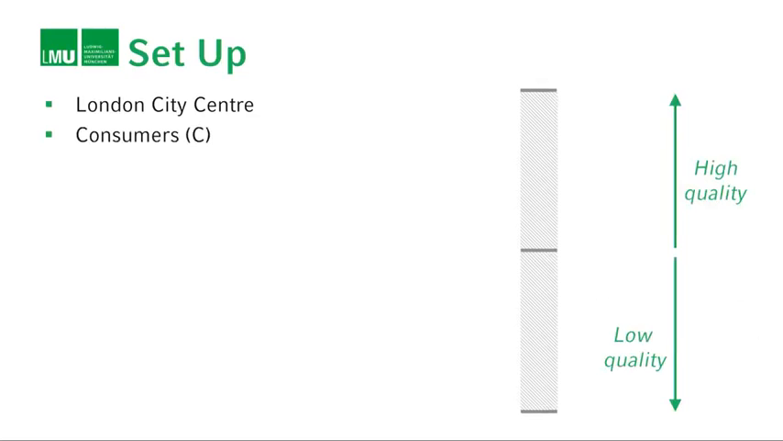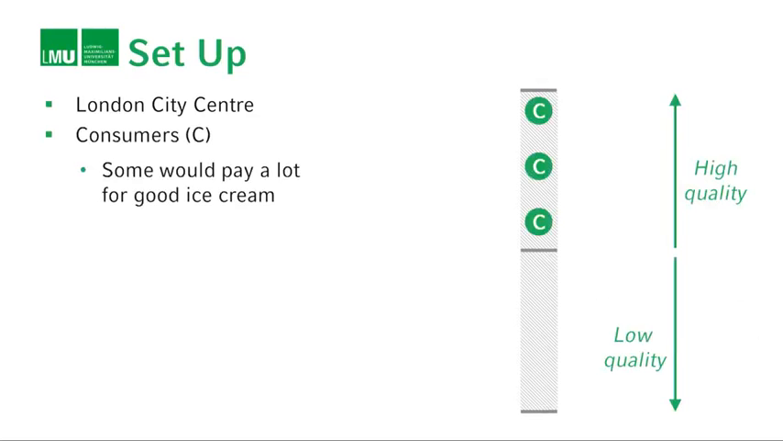We have the London city center. We have consumers that, again, are differentiated. They're heterogeneous, but they're now heterogeneous in a different dimension. They are distributed according to their willingness to pay for high quality. So some would pay a lot for good ice cream. Okay, so this person is basically an ice cream enthusiast. He loves good ice cream, and he's willing to pay almost any amount for a good quality of ice cream.